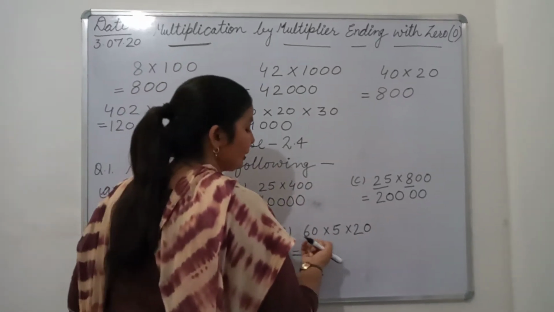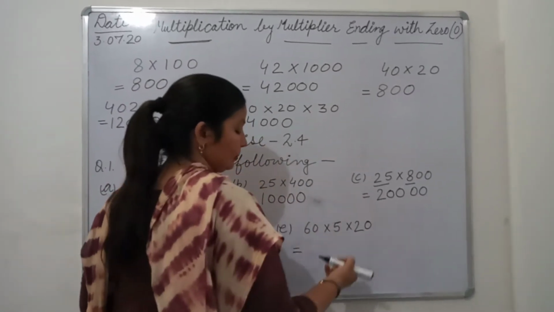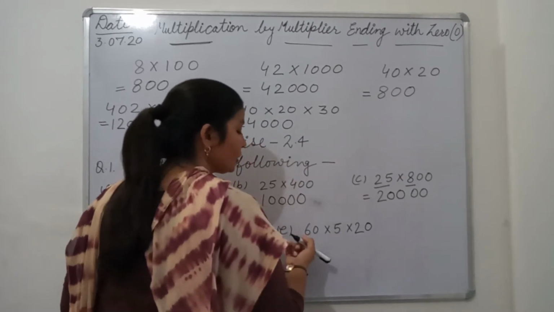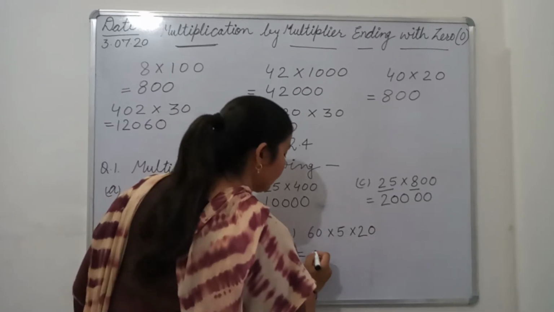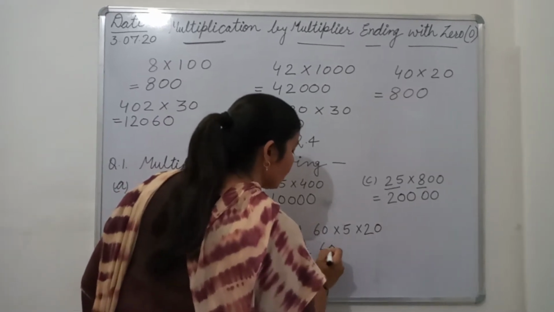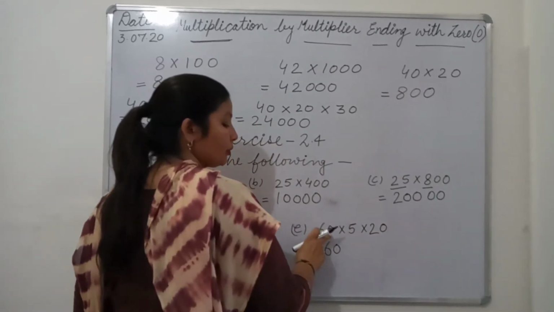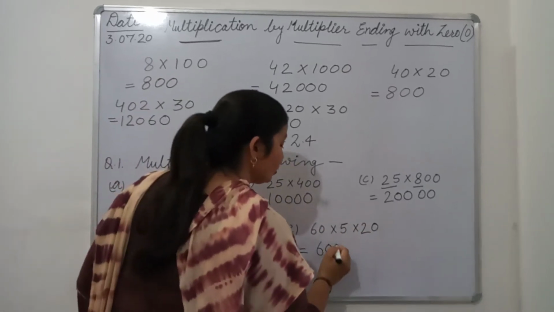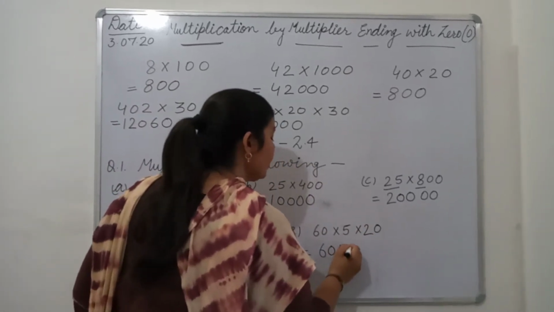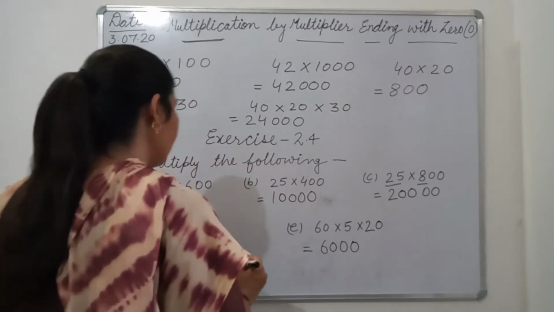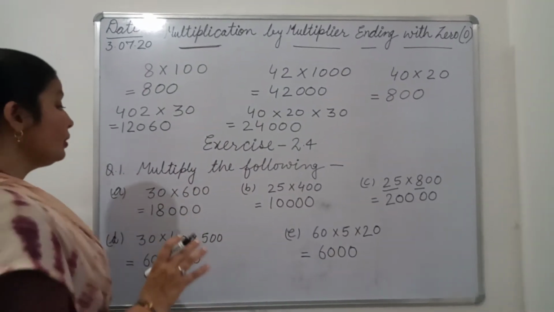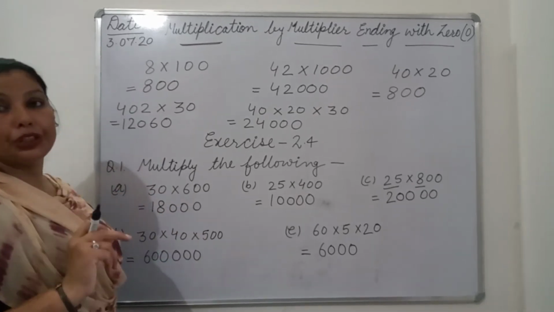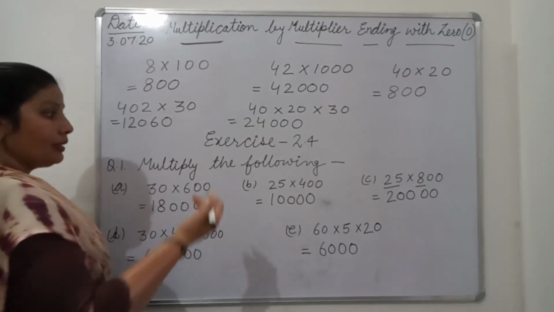Now 60 multiplied by 5 multiplied by 20. So first of all, the non-zero digits: 6 fives are 30, and 3 twos are 60. Now we have to count the zeros: 1, 2. So our answer is 6,000. What's our answer? 6,000.